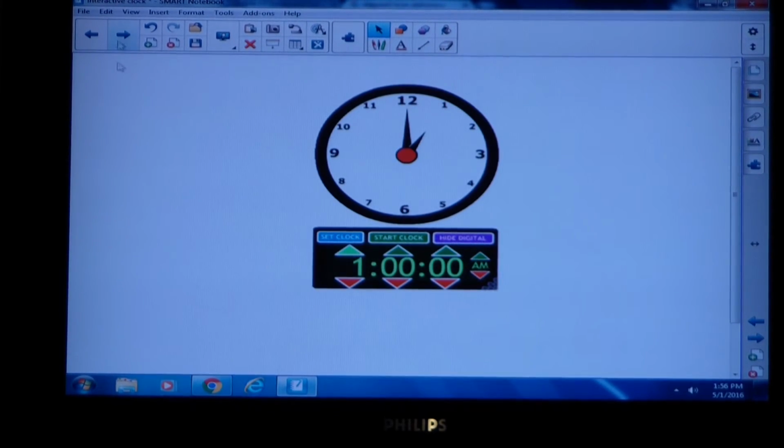All right, let's take a look at this clock. This clock is going to help us see a little bit about how elapsed time moves on an analog clock. You'll remember that the clock that looks like this is analog. The clock that looks like this is digital, okay? This clock is set to 1 o'clock a.m., okay?